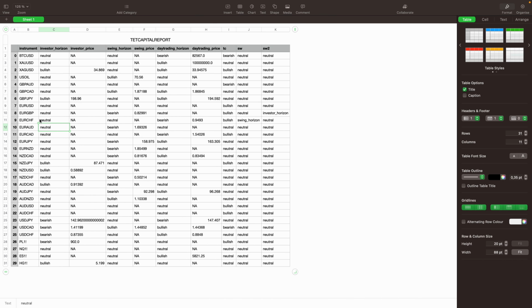On the TET Capital report for Euro AUD right here, we have neutral on the investor horizon, we have bearish on the swing horizon, we have neutral on the day trading horizon. So let's quickly look at the swing horizon right there. The swing horizon is the 6 hours, the 4 hours. You can look at both and determine what's happening right here.